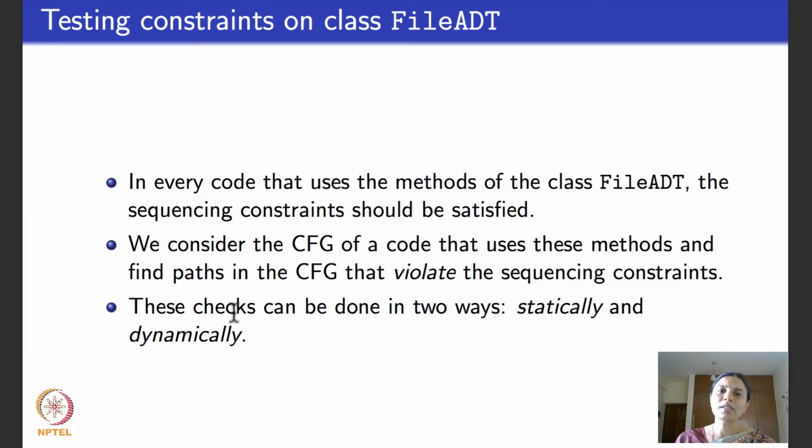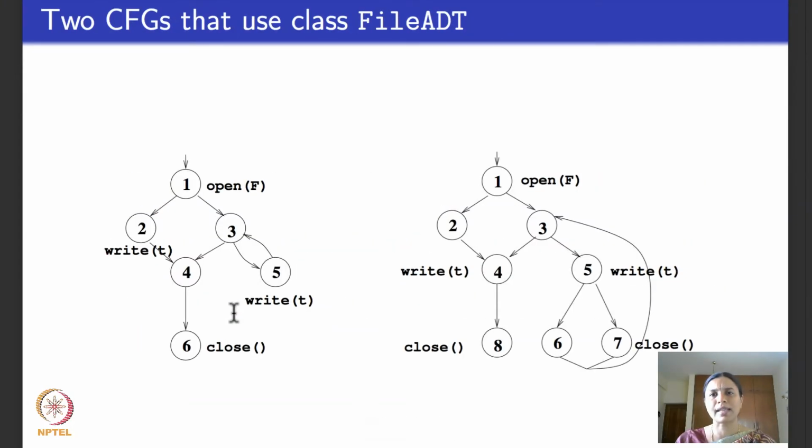So what we do is consider the code that uses the methods from this class. You consider the control flow graph of that code. Then what will be your test requirement and test paths? They would be test paths in the control flow graph that check if any of these constraints are violated. Typically, for sequencing constraints, there are two ways of doing it. You can try to violate the sequencing constraints in a static way, or you could try to violate them in a dynamic way. We'll first look at the static way.